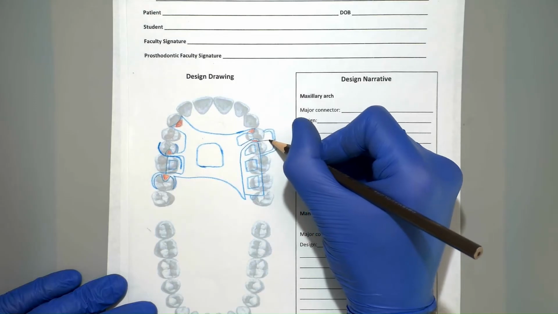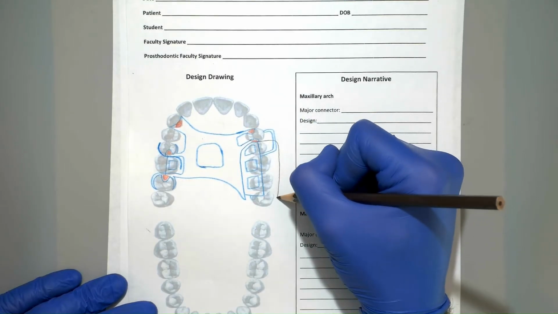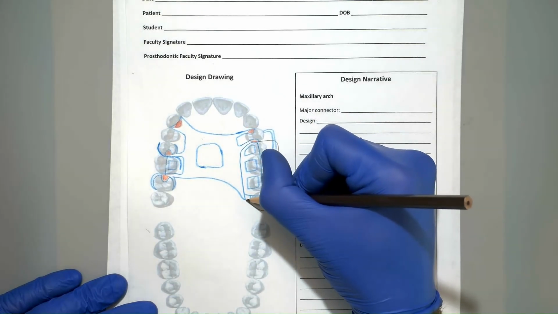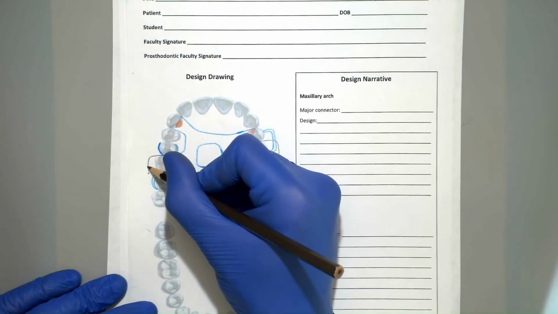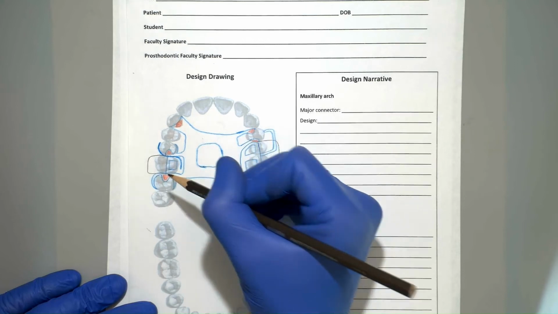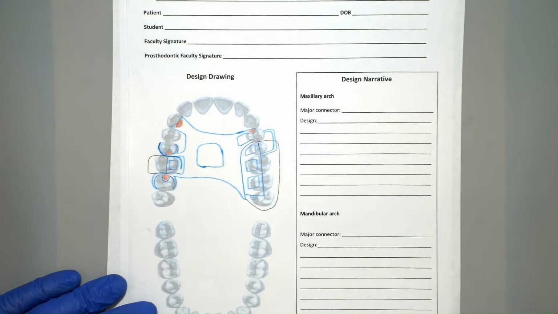Once that's done, we'll transition into the denture base in brown, going all the way back and making sure to be flush with the major connector. On the other side, we'll go from one guide plate to the other. We're almost done with the drawing.